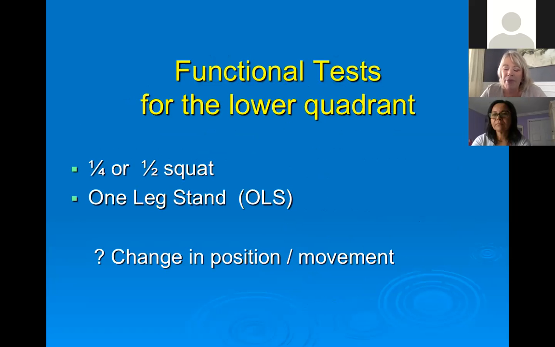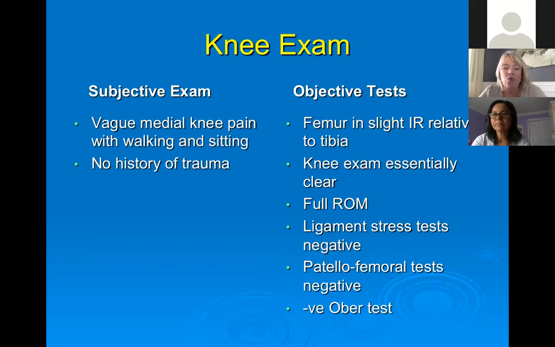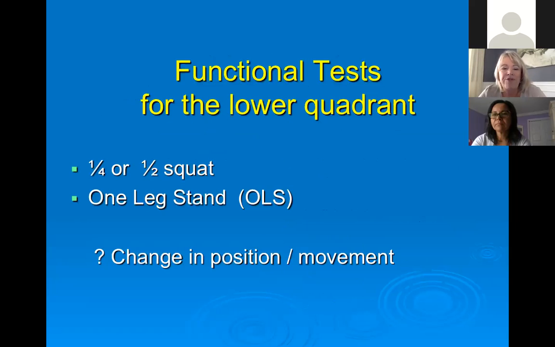So if we look back here, what is the functional complaint? Walking and sitting. So what functional tests can we use? For the sitting, we can use the functional tests of a quarter or a half squat. And for walking, a one-leg stand test. So we're wanting to look, is there a change in position or movement of the knee and or hip when we do these tests?